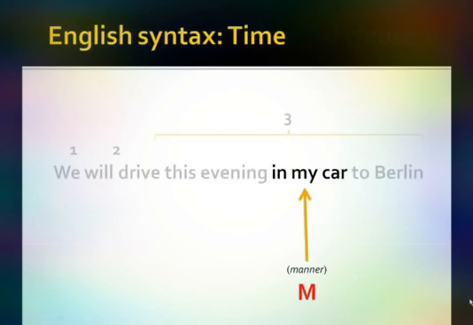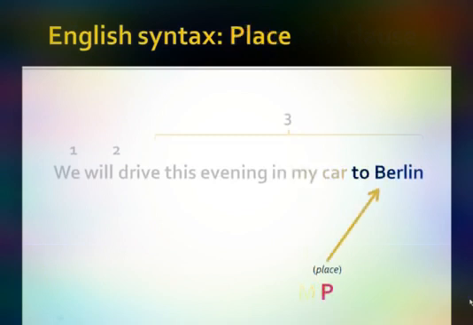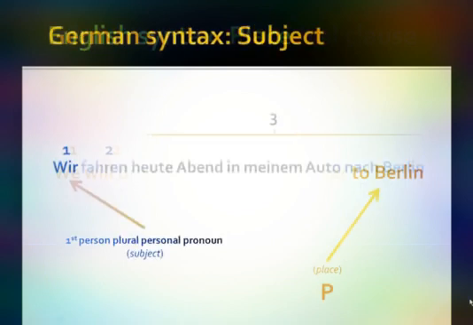So we have, so far, the time component and the manner component in this adverbial clause. Now finally, well, where are you going? Place. I'm going to Berlin. So in this adverbial clause, we have essentially three components: time, manner, and place. Now, let's look at the same sentence translated into German.